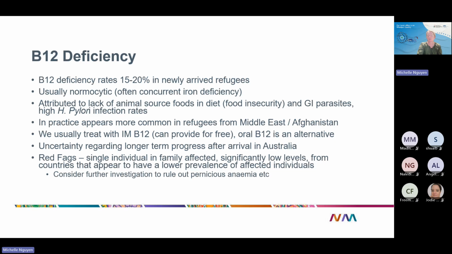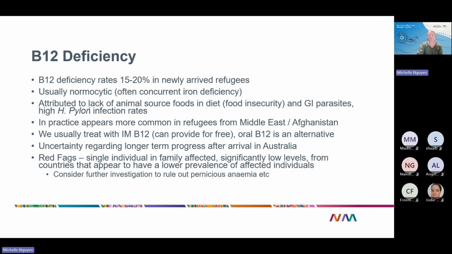We're giving so many immunisations, people often don't notice that they have an extra injection. We obviously counsel them for it, but they often don't mind having a needle. But oral B12 is also an alternative. We're often sending people away with vitamin D and iron, so I think sometimes they just prefer to have that injection. But I recognise that it's not available on the PBS for this indication.